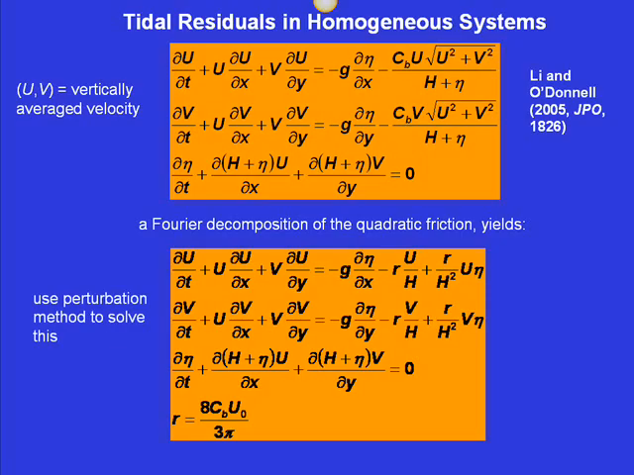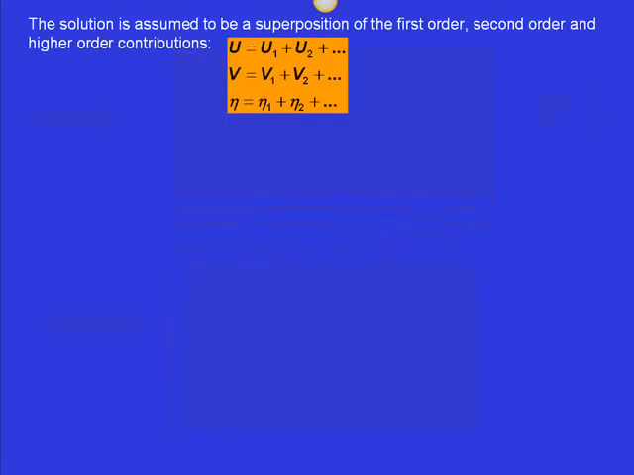Okay, so the technique to use this system of equations is a perturbation method, and that's a fancy way of saying that we can assume the solution to be a superposition of first order, second order, and higher order contributions. So the flow U and V can be decomposed in the first order flow, which would be the tidal flow, U sub 1, V sub 1. That's the highest. First order means the one with the highest variability, the strongest signal. And then the second order would be what? The average, the tidal average. So we're after the U2 and V2 here.